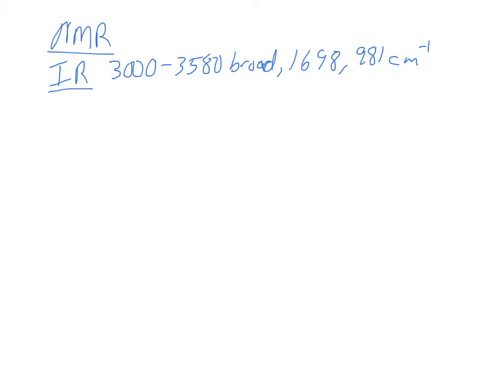IR tells us we have a very broad peak at 3,000 to 3,580. We also have one at 1698 and another one at 981. And at 981, if you took out your IR tables, which I know you carry everywhere, there it is, the 981 should tell you something very distinct. All right? What does it tell? What does the 981 tell you?